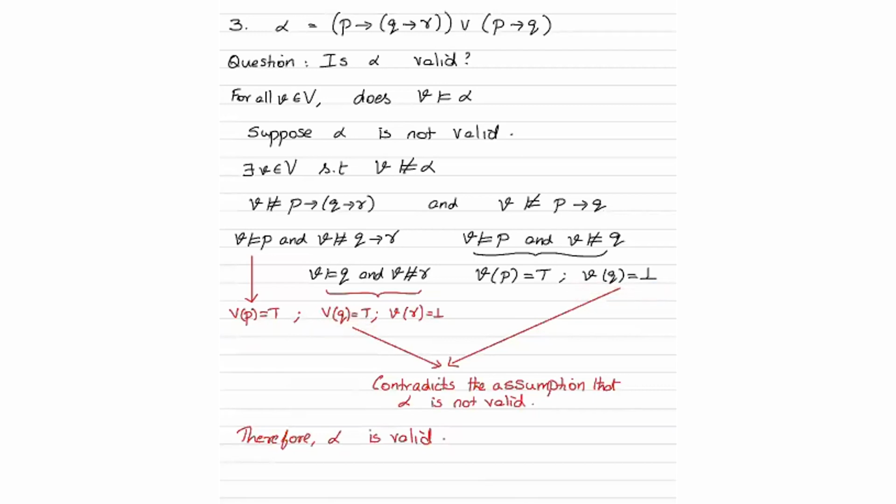So this contradicts our assumption that alpha is not valid, and therefore alpha is valid. I did not enumerate all valuations to argue that this formula is valid. I gave you a different kind of argument. This may not always work, but here is a nice, very simple and compact proof which does not involve enumeration of valuations to show that this formula is valid. Okay, so any questions at this point?